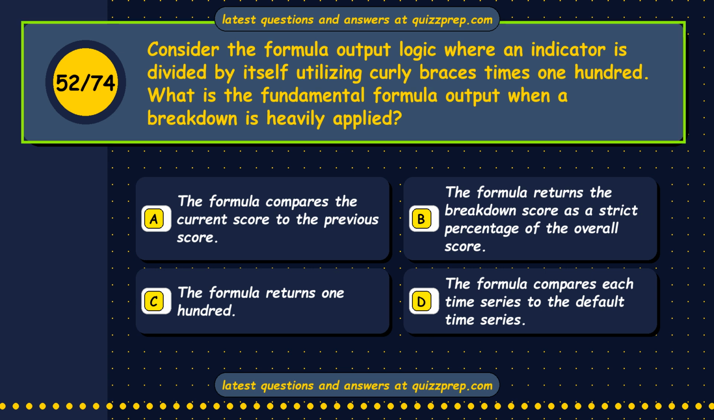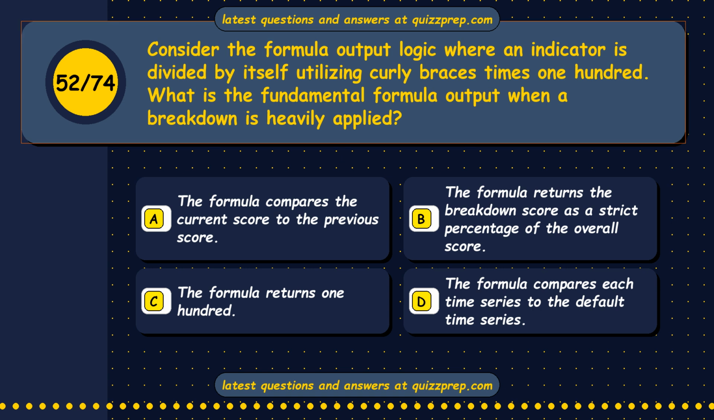What is the fundamental formula output when a breakdown is heavily applied? Option A. The formula compares the current score to the previous score. Option B. The formula returns the breakdown score as a strict percentage of the overall score. Option C. The formula returns 100. Option D. The formula compares each time series to the default time series.